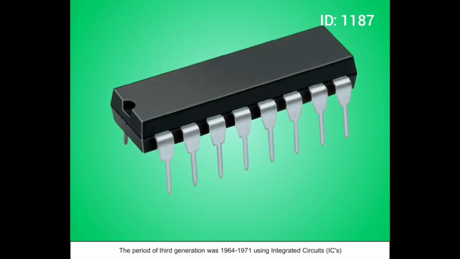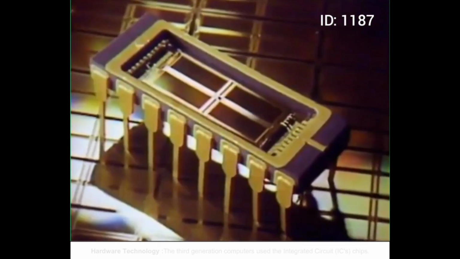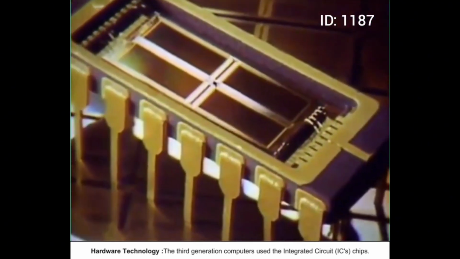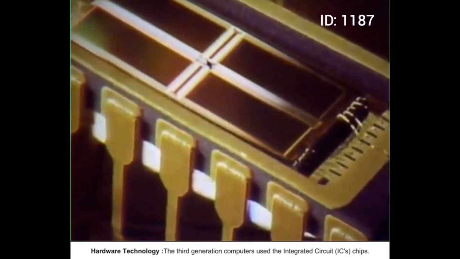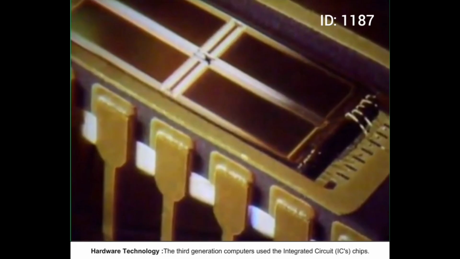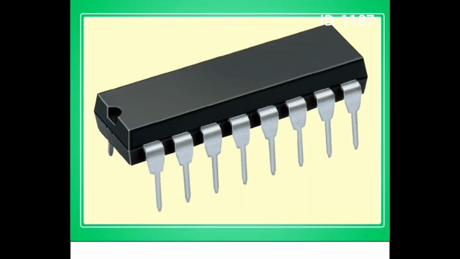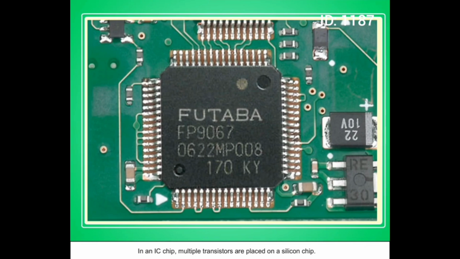Now I will talk about the third generation of computers, which was from 1964 to 1971. In this time, a new invention called the integrated circuit or microchip changed everything. Before this, computers used transistors, but now many transistors could be put together in one small chip. In an IC chip, multiple transistors are placed on a silicon chip, which is a type of semiconductor.